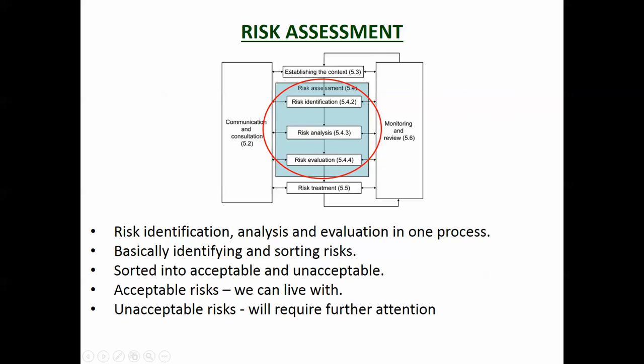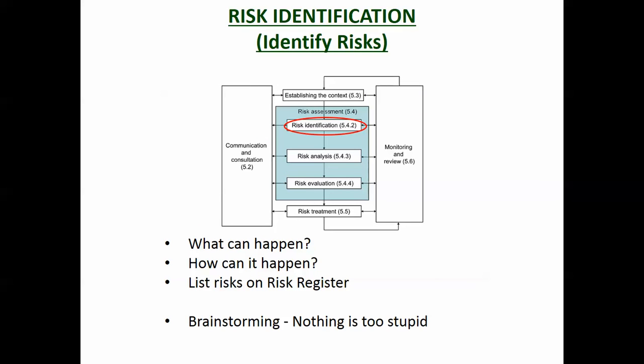So risk identification, that's the first one. You need to brainstorm it. What can happen? How can it happen? What are the events that could happen, and what would the effect be on our project objectives? And so you basically put together a risk register or risk log, which lists them.